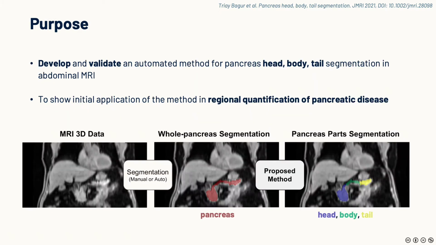So the purpose of this work was to develop and validate an automated method for pancreas head, body, and tail segmentation in abdominal MRI. We show initial application of the method in regional assessment of pancreatic disease.